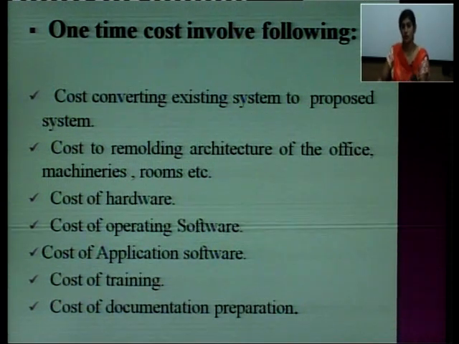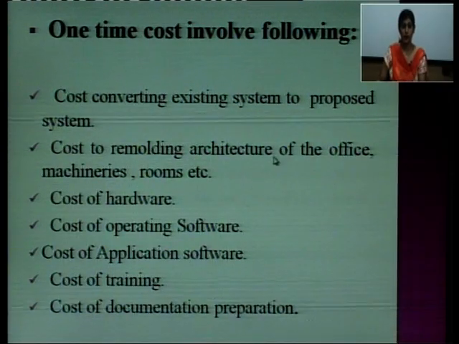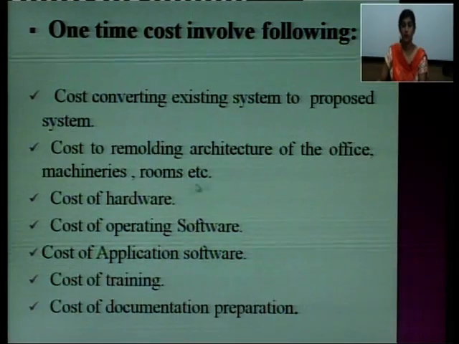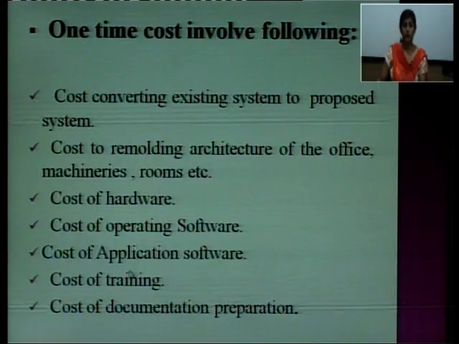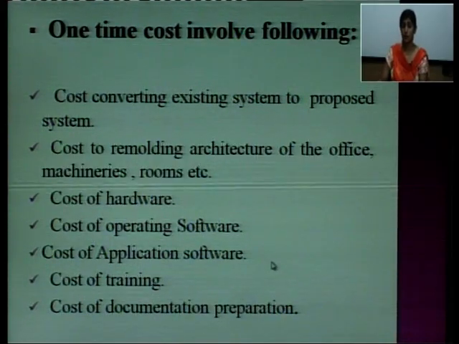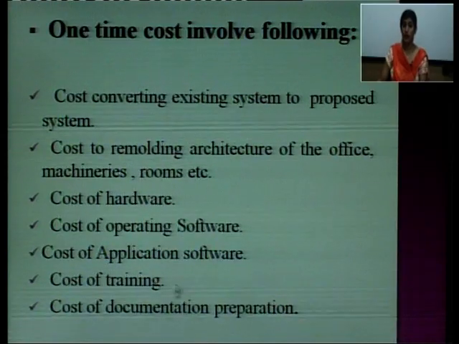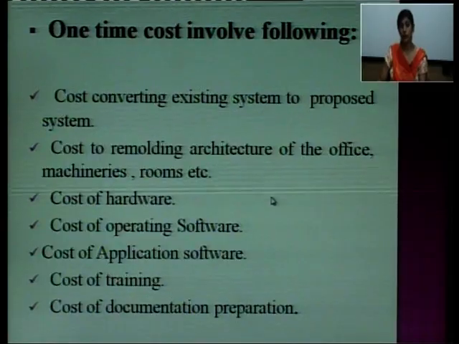So, how much cost is required for that? This is one time cost. Cost to remodel architecture of the office machineries and the rooms. Cost of hardware, this is again the one time cost. Cost of operating softwares, this is again one time cost. Application softwares, cost of training, and cost of documentation preparation, these all are included in one time cost.